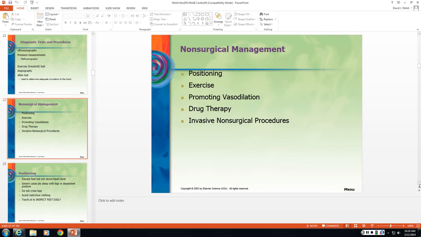You're going to try any kind of invasive non-surgical procedures. So like we talked about, the different tests that they're going to do to try to determine how bad the disease is, then they're going to use that type of stuff for treatment, non-surgical treatment.